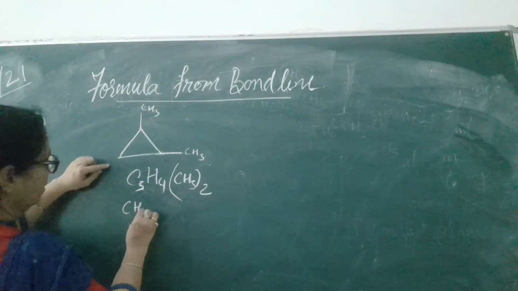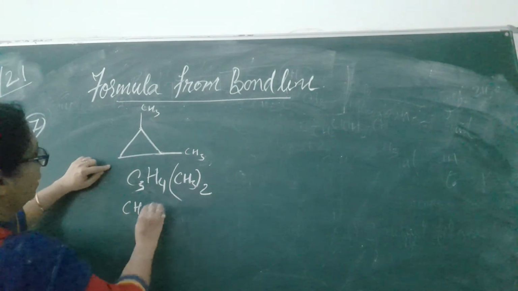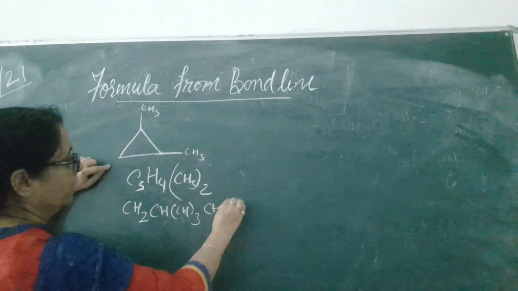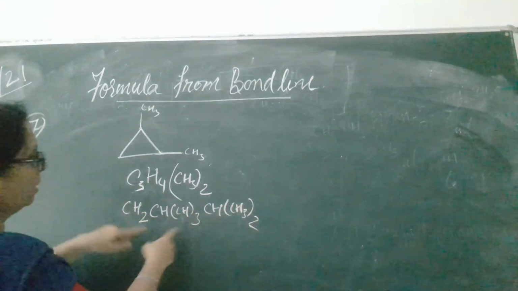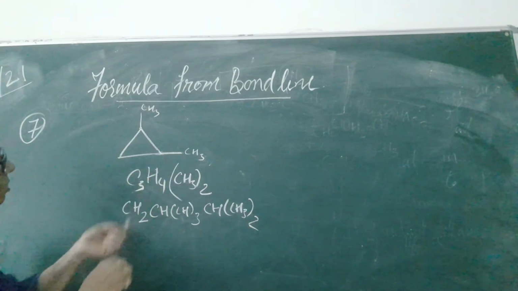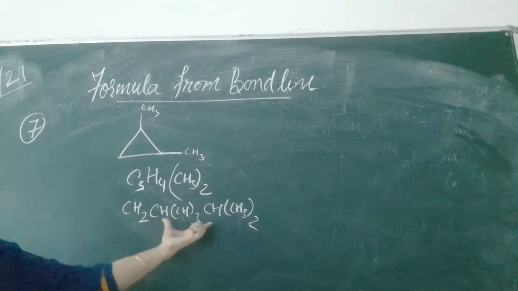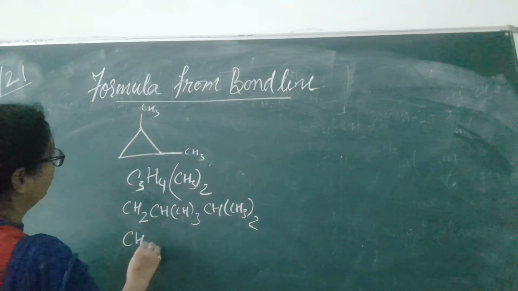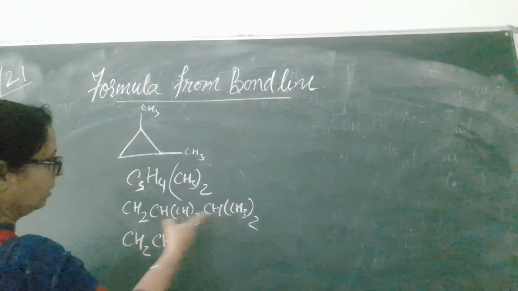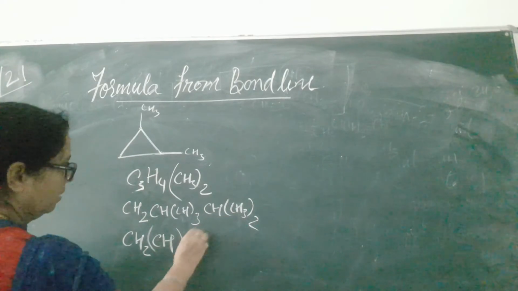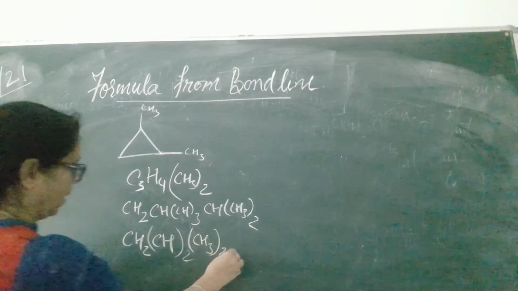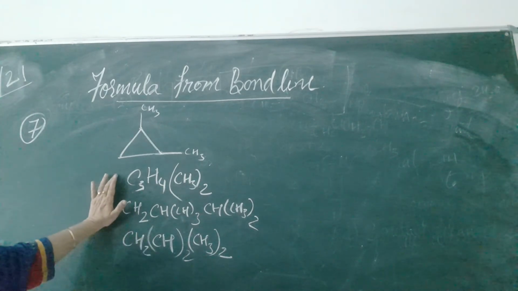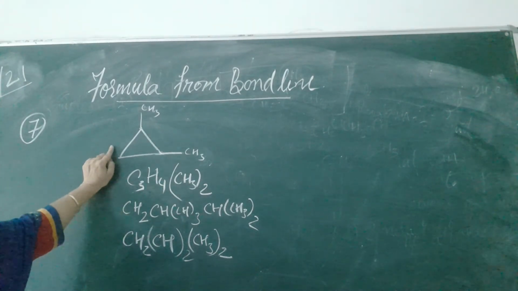Now here you can write CH2. Then you will write CH3, again CH3. Though this is twice, we can mention it in another way. This whole thing has been mentioned twice. So you can also write CH2 here, CH will be there, that is also twice, and CH3, this is also twice. So in this way you can mention the condensed formula of the given bond line formula.